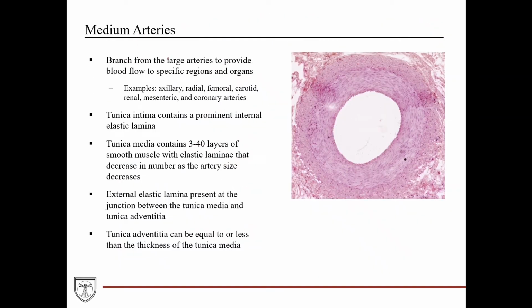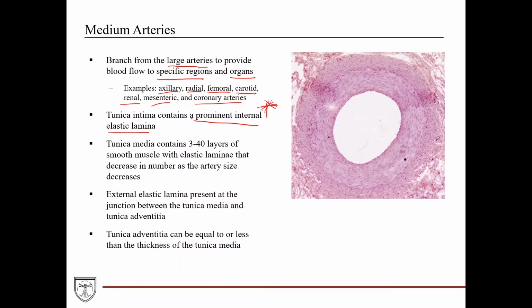Medium arteries branch from the large arteries to provide blood flow to specific regions or organs. Examples would be the axillary artery to the proximal upper extremity, the radial artery to the more distal upper extremity, the femoral artery to the proximal lower extremity, carotids to the brain, renal to the kidney, mesenteric to the gut, coronary arteries to the heart. The tunica intima contains a prominent internal elastic lamina. This is actually a histological hallmark of these, because you're going to have to be able to tell medium arteries from large arteries from small arteries on a histology lab practical, so you need to know these key features.